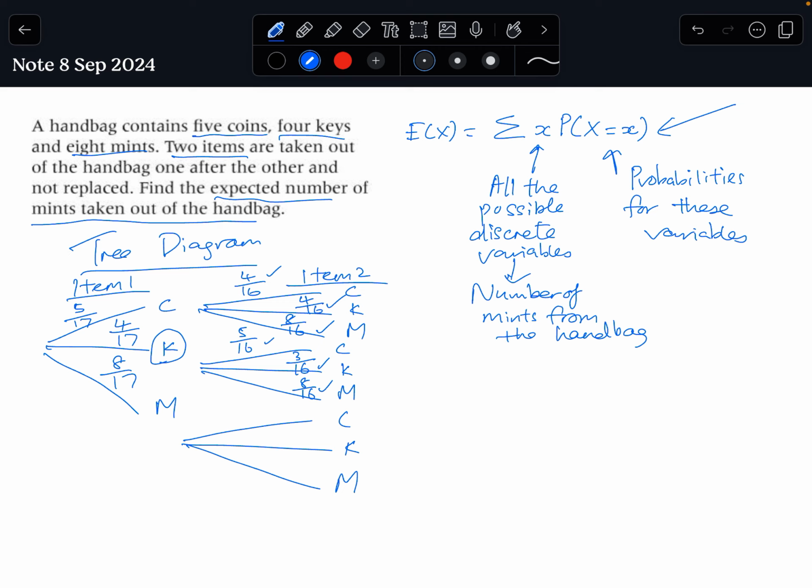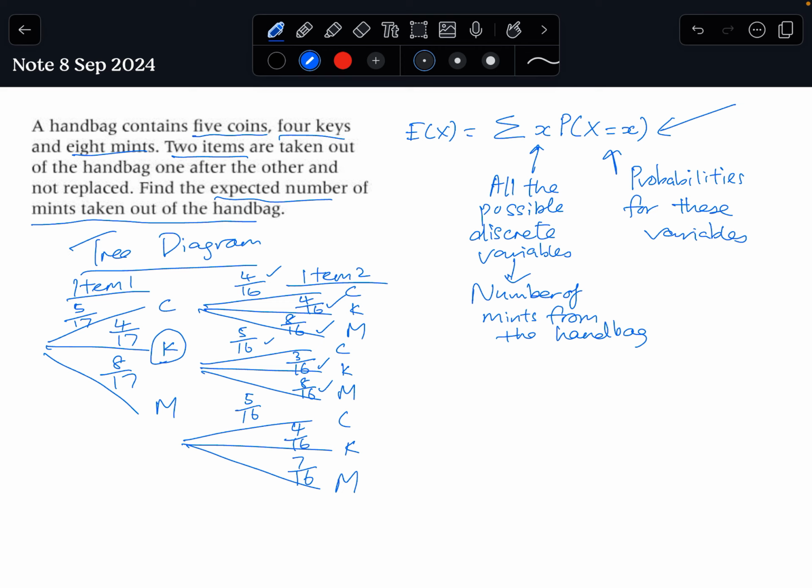Okay, and finally for the mints, I'm going to have this to be 5 out of 16 for the second item to be a coin. This will be 4 out of 16, and finally this will be 7 out of 16, because since the first item is a mint, I'll be left with 7 mints after the first one has been taken out. And of course I'll be left with only 16 items, so that's why it's 7 over 16.